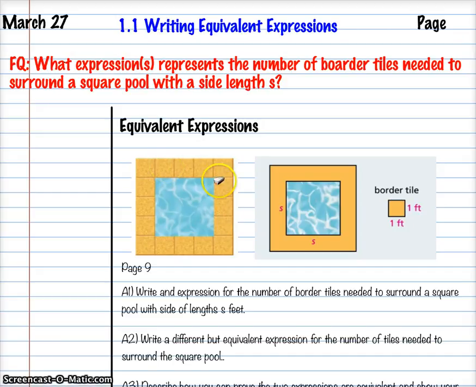So if we don't know how long the side lengths are, in this case we know they're 3. 1, 2, 3, 1, 2, 3, 1, 2, 3, 1, 2, 3. That's 12 plus 4 more gives me 16. Well, how do I come up with 16 if each side length is only 3 units long? Okay, so that's what we're working on today.